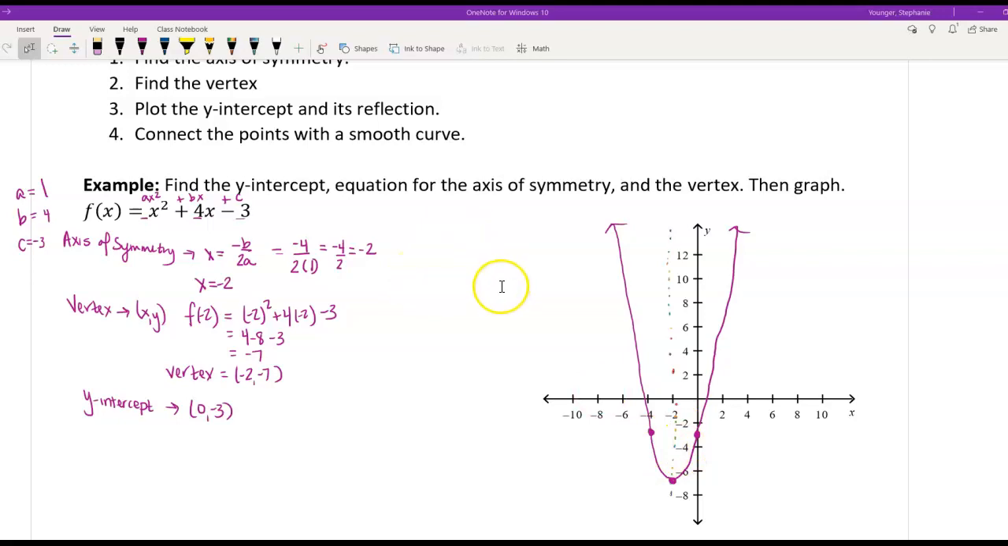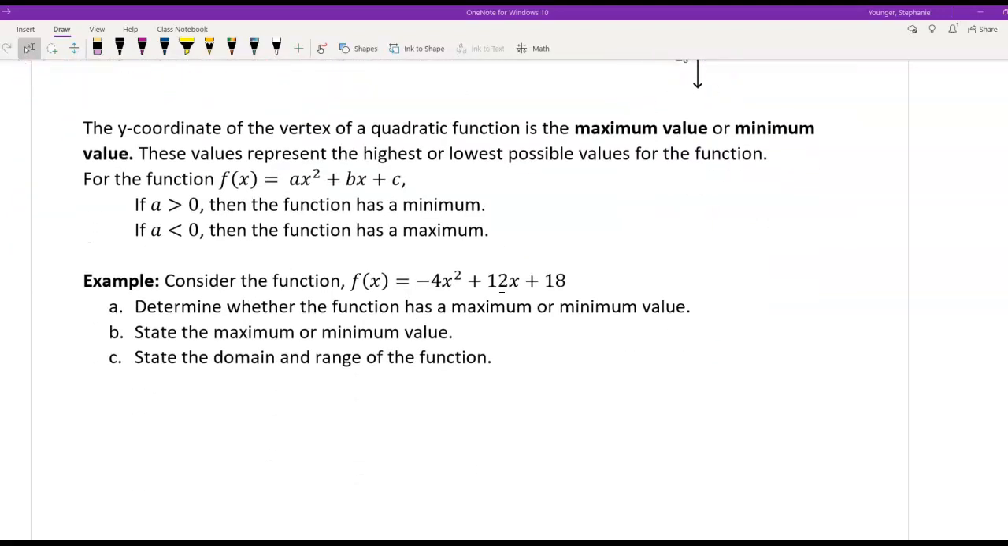That one is done. All right, so now one thing that we also need to recognize is the y-coordinate of that vertex is actually the maximum or minimum of our entire function, because it's either the highest point or the lowest point. All right, so key concept here. If a is greater than 0, your function has a minimum. If a is less than 0, your function has a maximum.